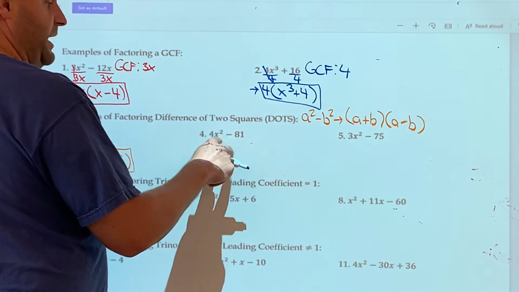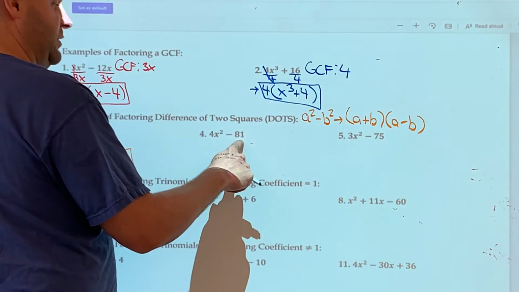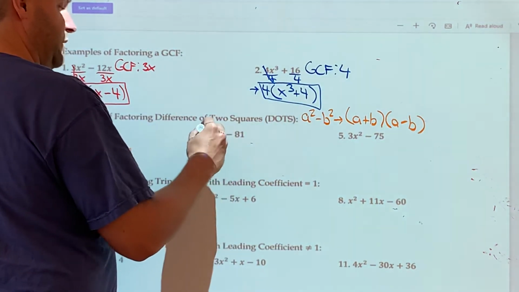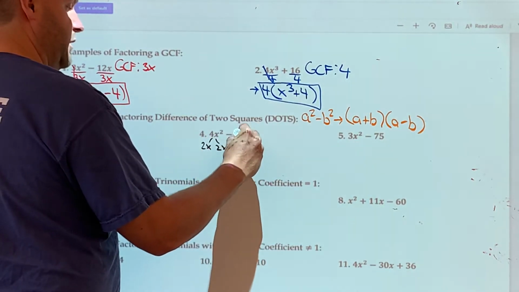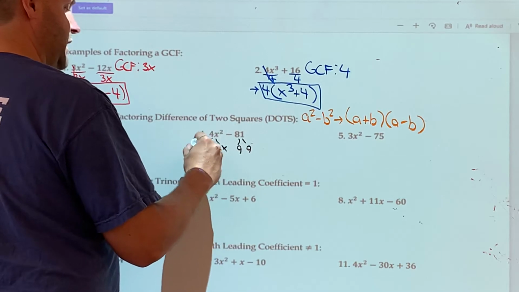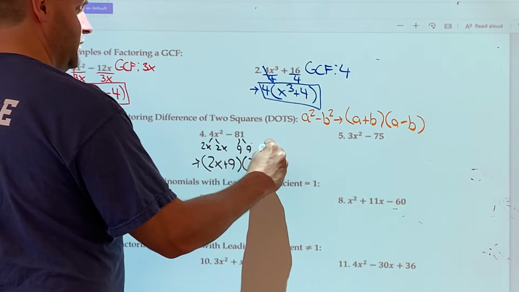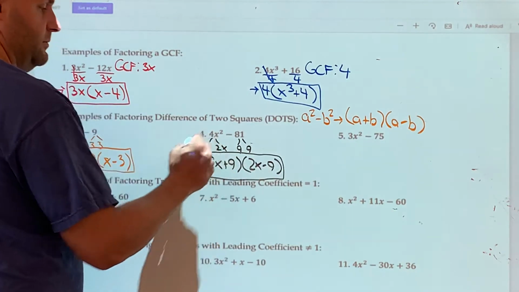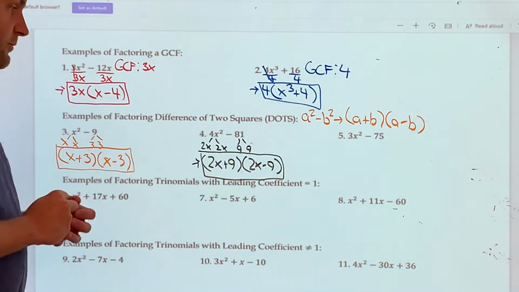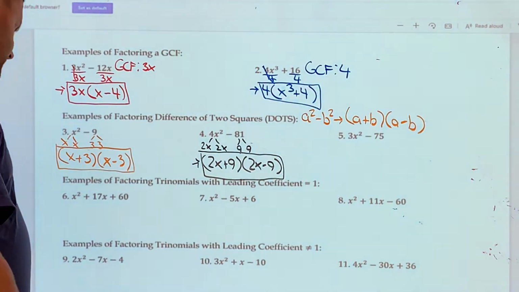So I'm going to assume because of the minus sign in two terms here, that this is a difference of two squares. So let's take the square root of 4x squared and of 81. So when I take the square root of 4x squared, that's going to give me 2x, and then what's the square root of 81? 9 and 9, and then we're just going to write it out like this. So 2x plus 9 times 2x minus 9. And there we go. You now have your difference of two squares there. 2x plus 9, 2x minus 9 totally factored out.